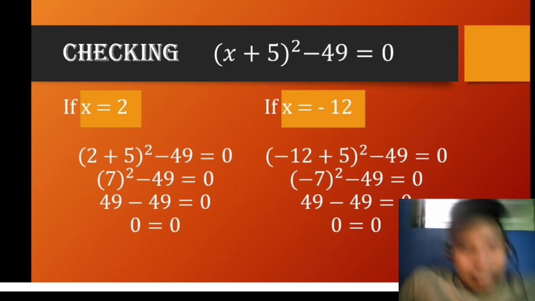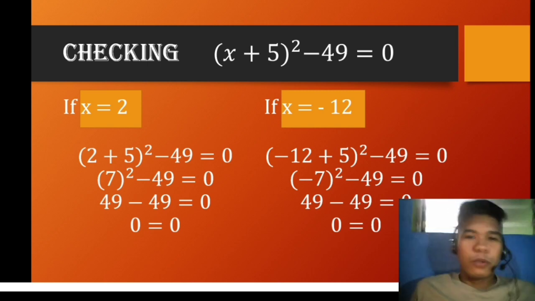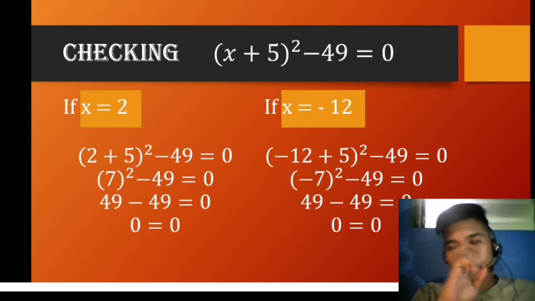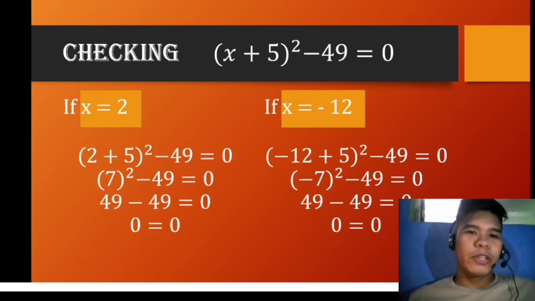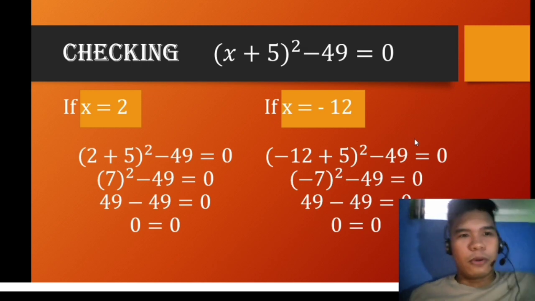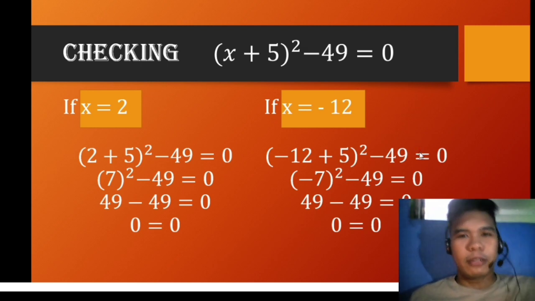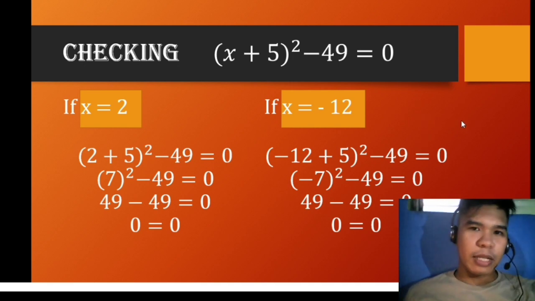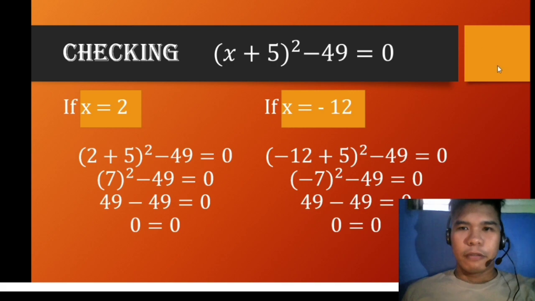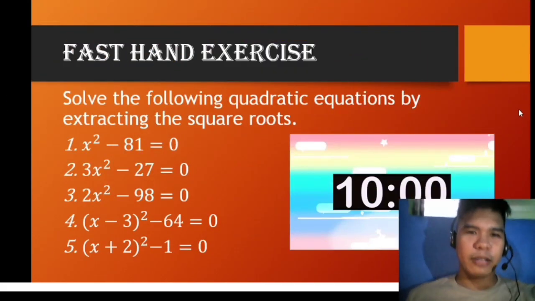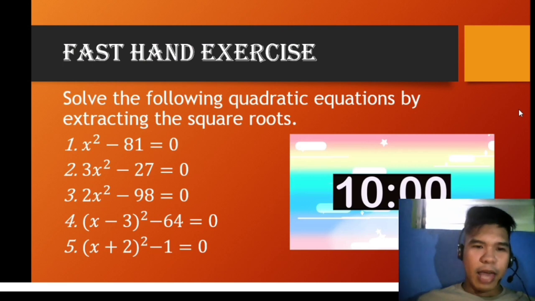So that's it. Those are the different conditions for the quadratic equation in the form x squared equal to k. So there are differences in dealing with different conditions. Okay, so let us now practice your skills from example 1 to 5 by answering our fast hand exercise.